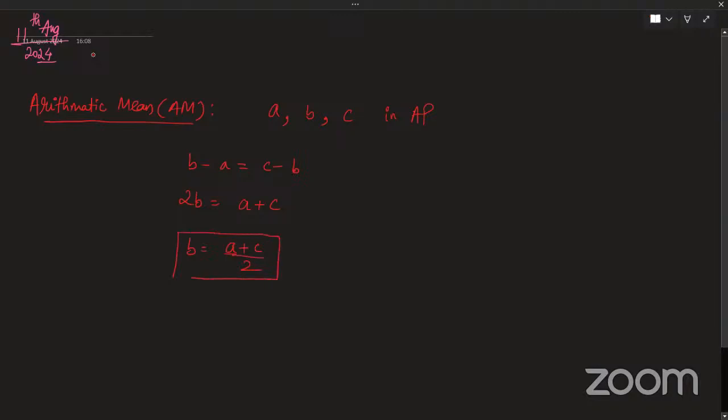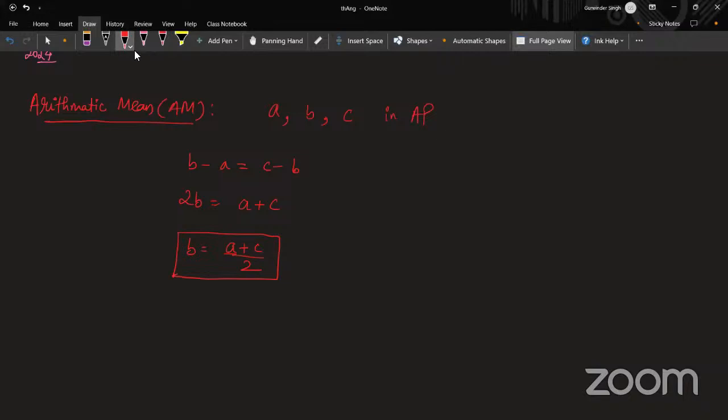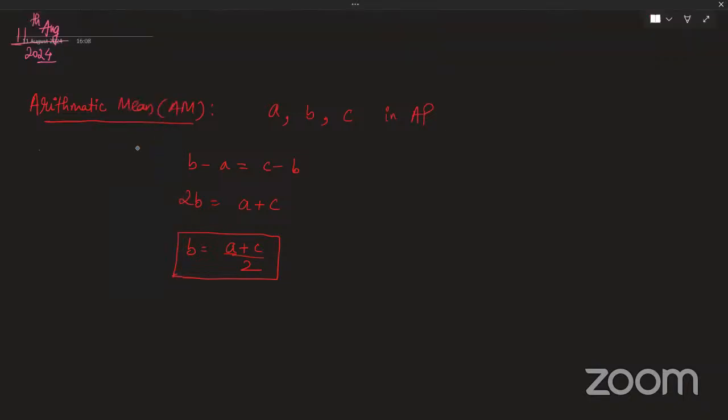We call it average also. In common language, we'll call it average, right? So B becomes the arithmetic mean of A and C. B is called the arithmetic mean of A and C. And both of these actually mean the same thing.